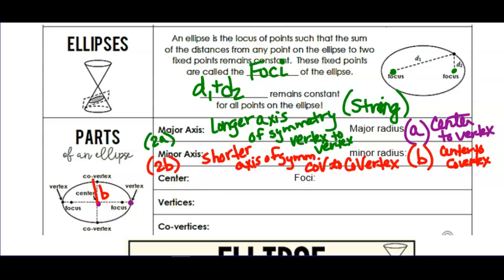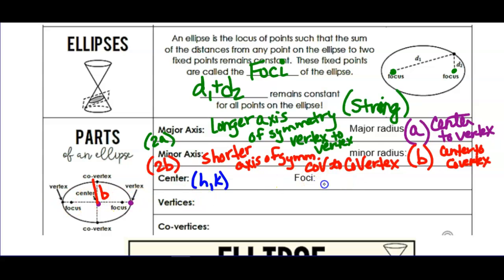All right, let's see, new color here. The center is just the point here in the middle where the axes intersect. I don't think you need a whole bunch of explanation. I just wrote HK because I'm too lazy to write about it. It's where the two axes of symmetry intersect, but that's a lot of writing.